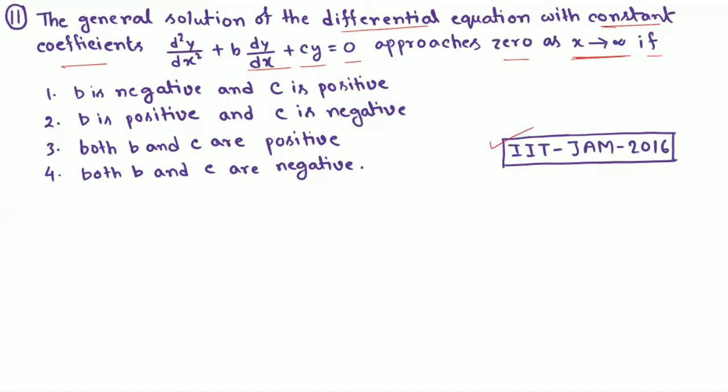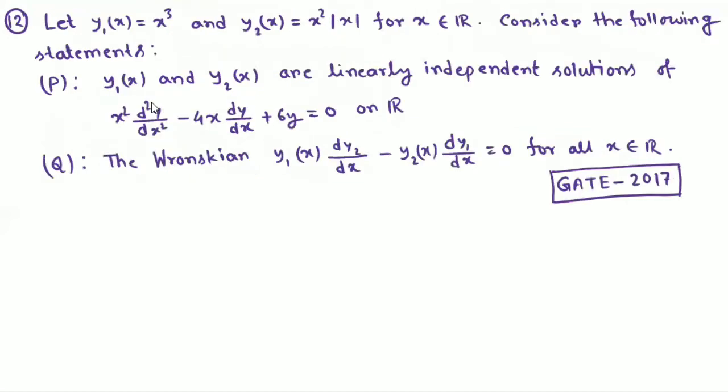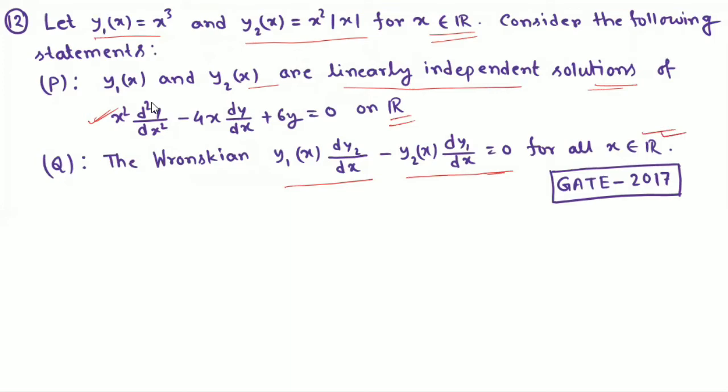Now question number 12. Here y1(x) equals x cube and y2(x) equals x square mod x for x belongs to R. Consider the following statements. Two statements are given. Statement P: y1, y2 are linearly independent solutions of the given equation on the set of real numbers. And statement Q: the Wronskian y1(x) dy2/dx minus y2(x) dy1/dx equals 0 for all x belongs to R. We have to check which statement is correct.